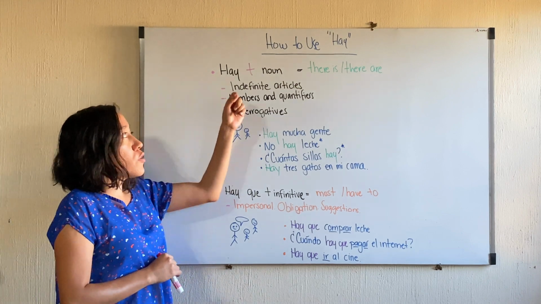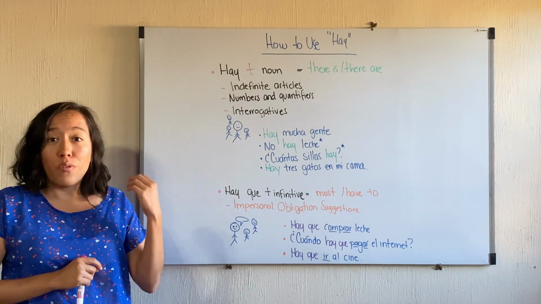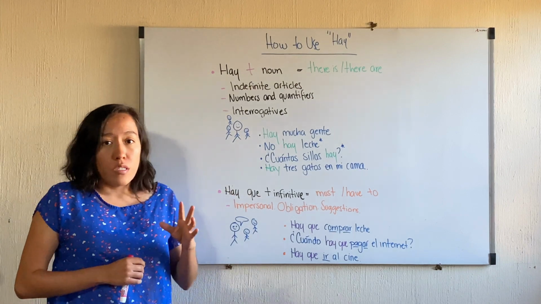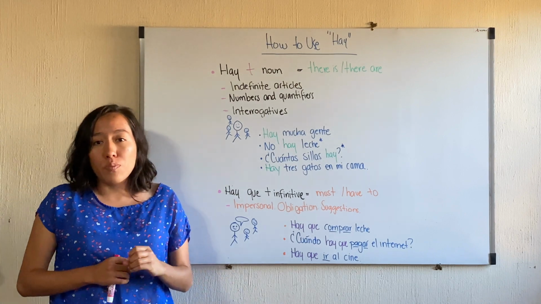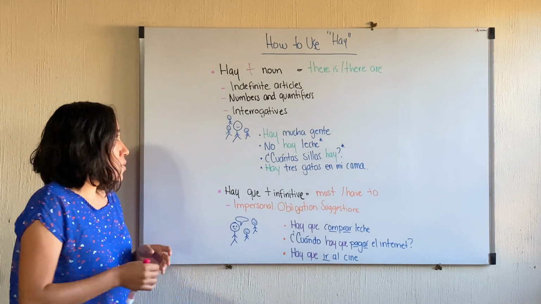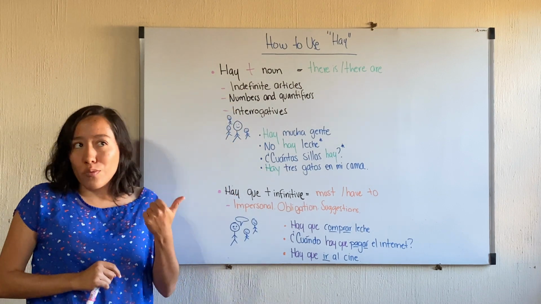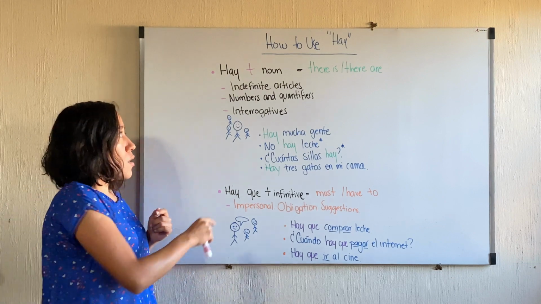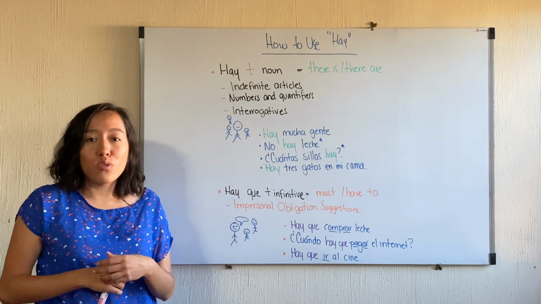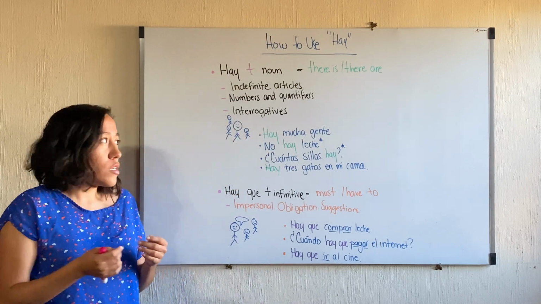The first one, we're going to combine it with a noun. Hay plus a noun means there is or there are, depending on the type of noun that you're using. And we use this structure in Spanish, just like you use it in English, to express the existence or the presence of something in a certain place. In Spanish, hay can work with indefinite articles, uno, una, unos, unas, with numbers and quantifiers, such as dos, tres, muchos, muchas, you get the idea. And with interrogatives or questioning words.